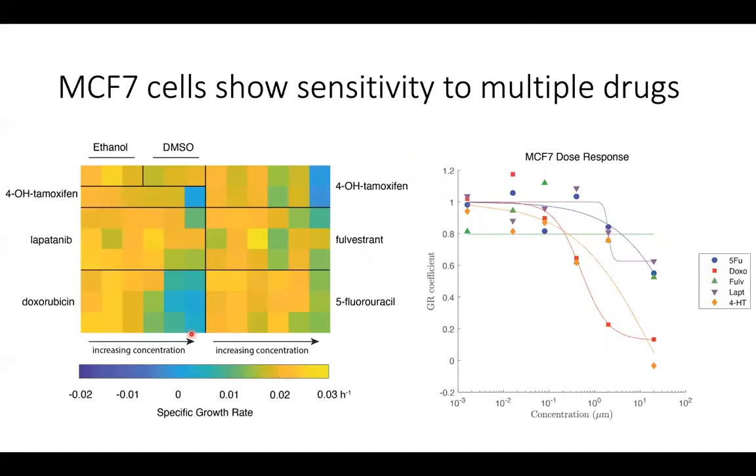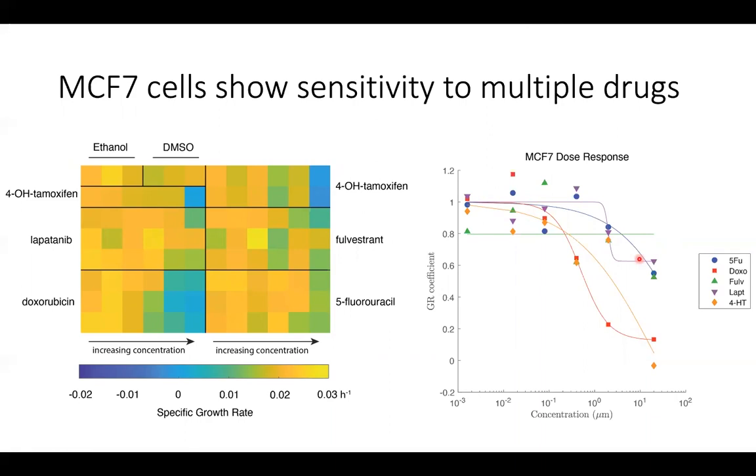Looking at another experiment using MCF7 cells, we can see how another cell line is affected by the same therapies. We can see that from looking at the specific growth rates, it is difficult to tell which drugs the cells are sensitive to. However, when we look at the dose response curve, it's quite clear that these cells are also sensitive to doxorubicin as well as hydroxytamoxifen. We can also see a sensitivity to 5-FU, although to a lesser extent.